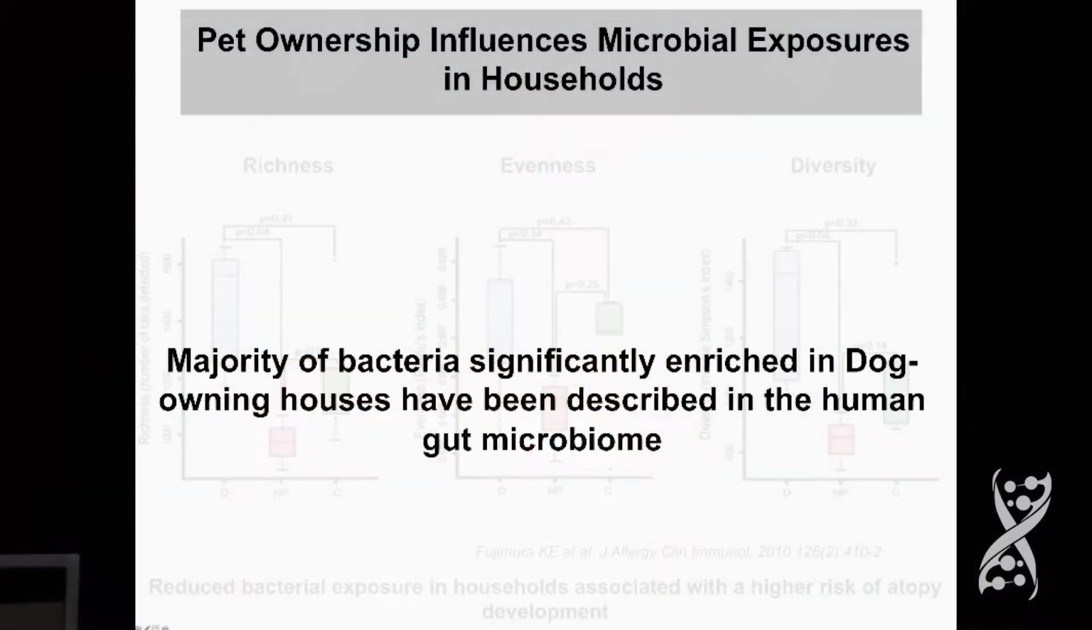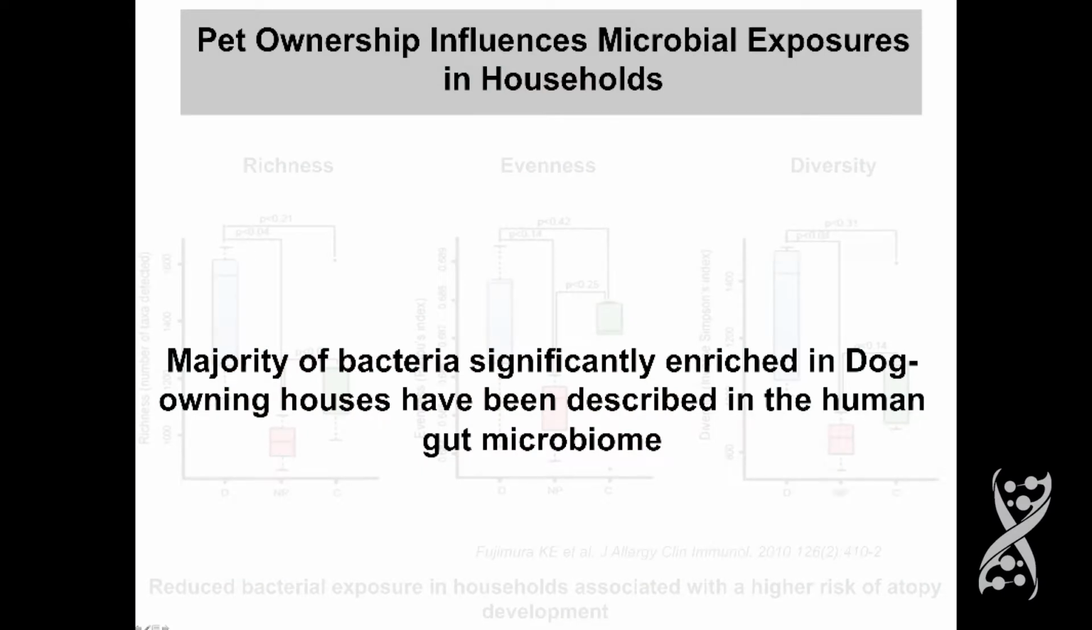So homes in which there were no pets present, which confer a higher risk for developing allergic disease and asthma, are microbially deficient. And I won't give you a long list of Latin names that makes no sense really to anybody, but what we can say is that the majority of bacteria that we found significantly enriched in these protective homes that had dogs present had already been described in the human gut microbiome. So we were really intrigued by this observation.